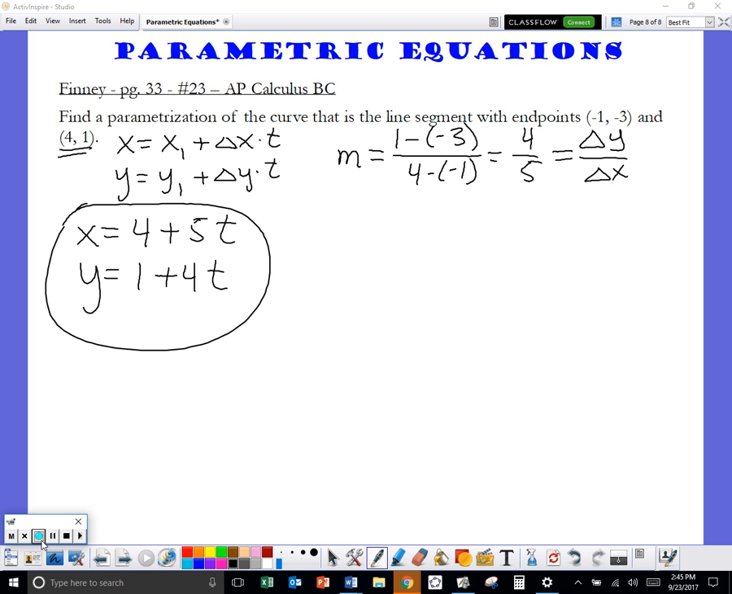Okay, so parametric equations is actually a lead-in to vectors, because these x and y's in terms of t would be the x component and the y component of vectors. So stay tuned for notes on vectors, notes on polar equations, and problems worked for both polar equations and vectors.